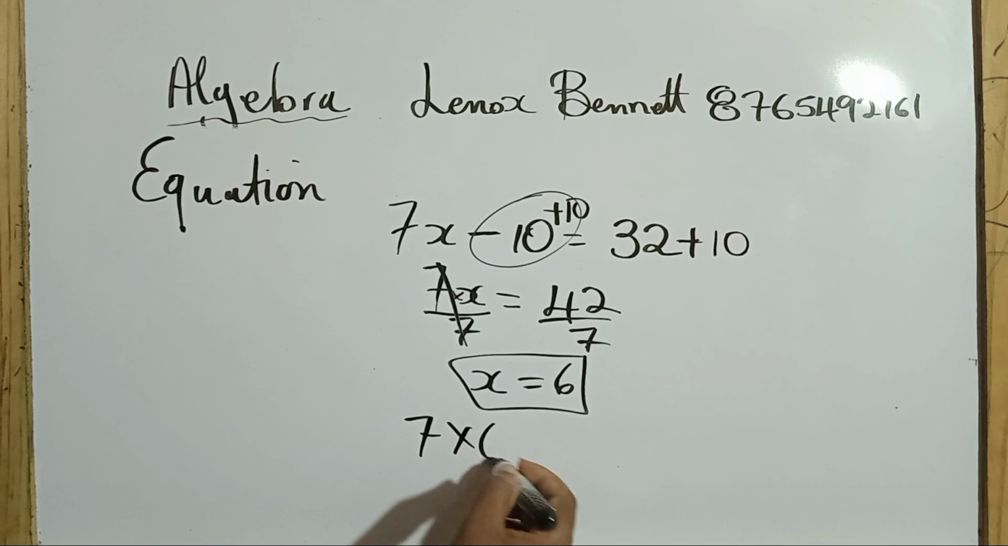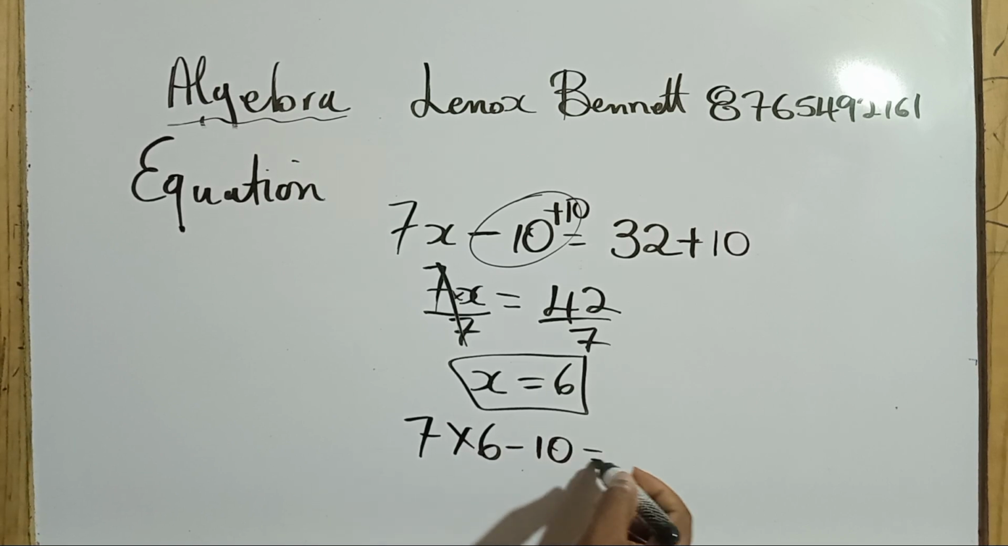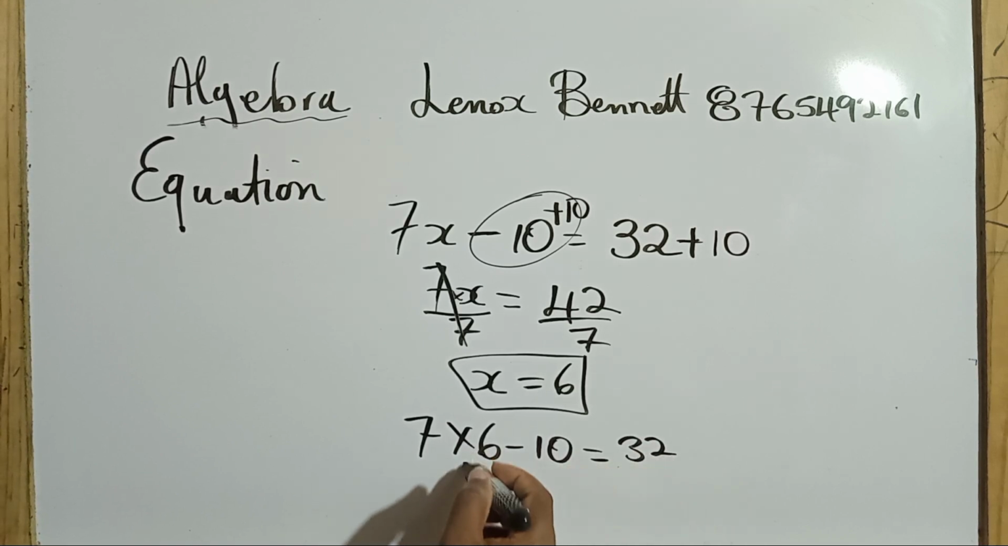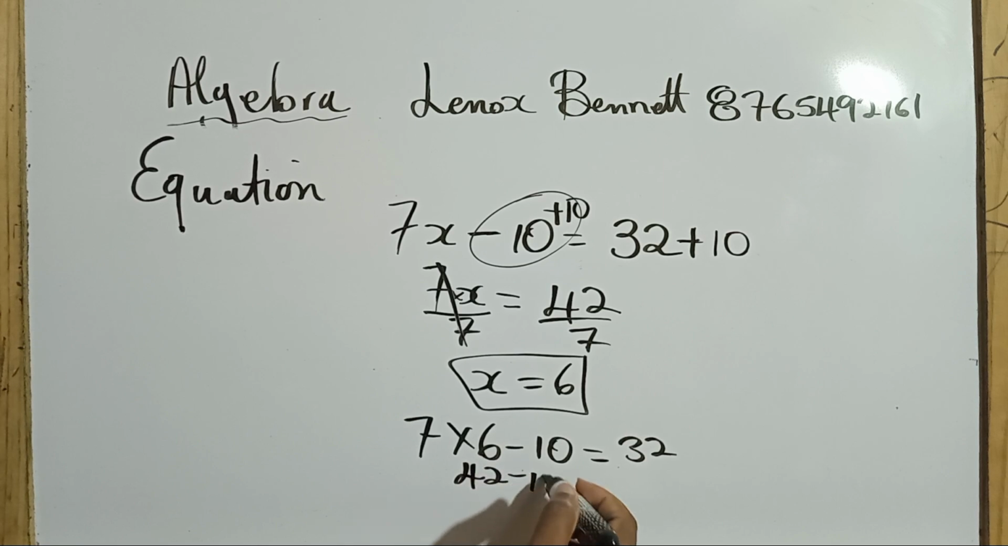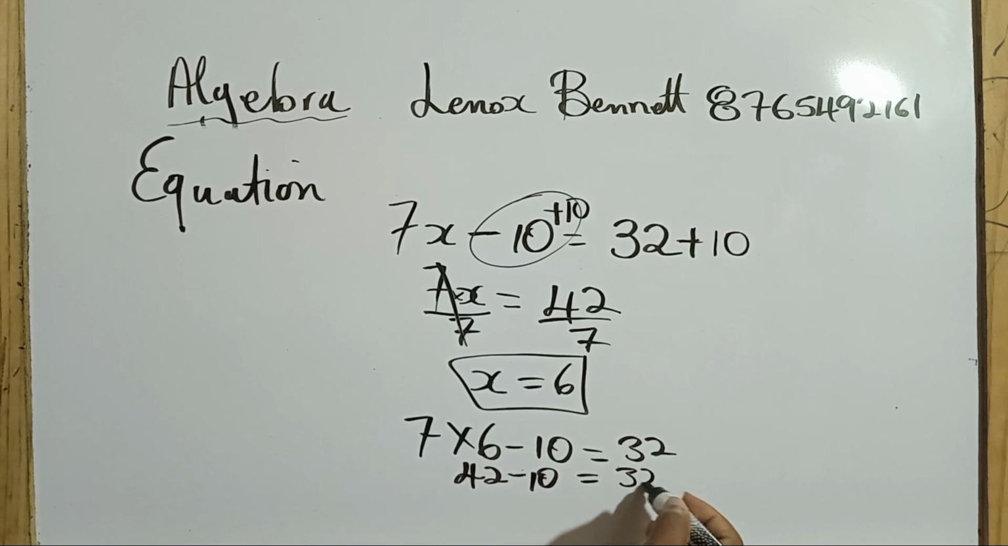So you can check it now. 7 times 6 minus 10. Is it equal to 32? 7 sixes are 42, minus 10. It is indeed correct. So 32 is equal to 32. And by definition, that's the equation. The left hand side must be equal to the right hand side.